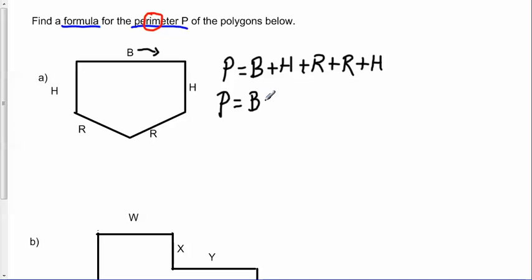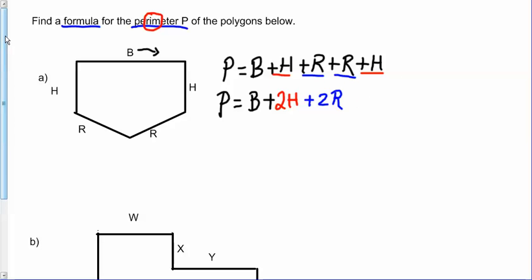And then when I take a look at the H, I can see that I have one H here and I have another H here. So that means I have a total of two H's. And then when I take a look at the R's, I have one R here and I have one R here. So that means that I have a total of two R's. So that would be our final simplified formula for the perimeter there.